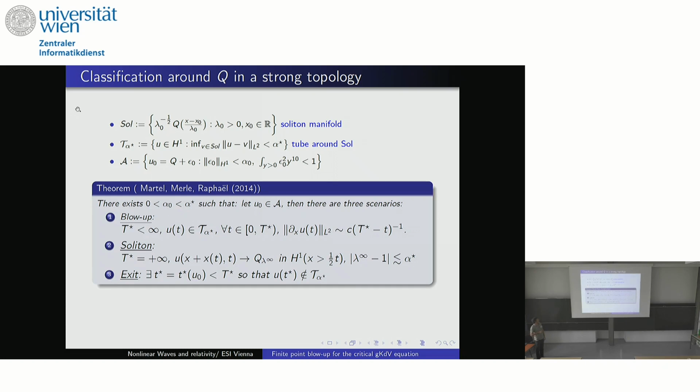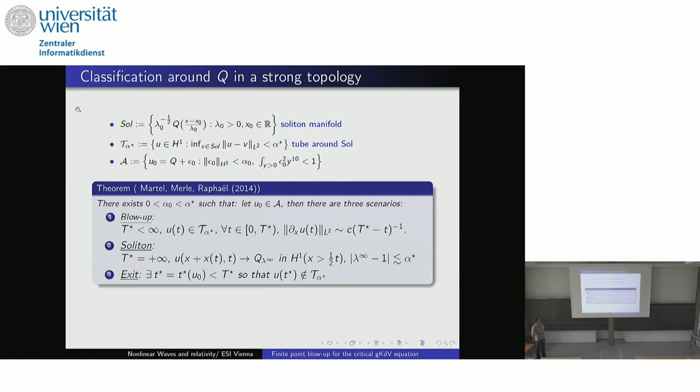This time they are able to give a complete classification if you take an initial data in this space A. So it's a perturbation in H1 of the ground state, but you see you have to add an assumption on the decay on the right of this solution. This is technical here, so this is probably not sharp, but you have to assume some decay on the right on the solution. And then you have three possibilities.